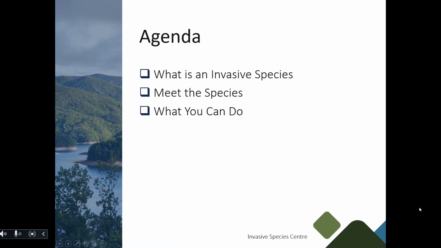So today we're going to talk a little bit about what an invasive species is, and then we're going to show some examples of invasive species, and then talk a little bit about what you can do to help prevent the spread of invasive species in your communities.